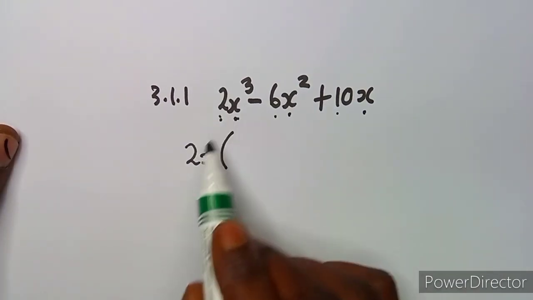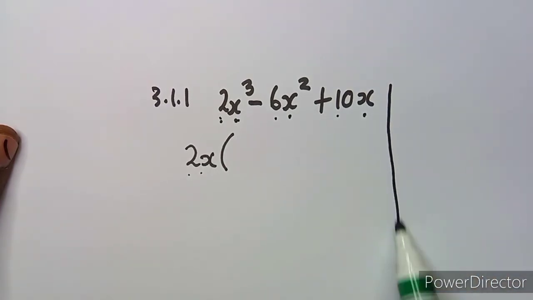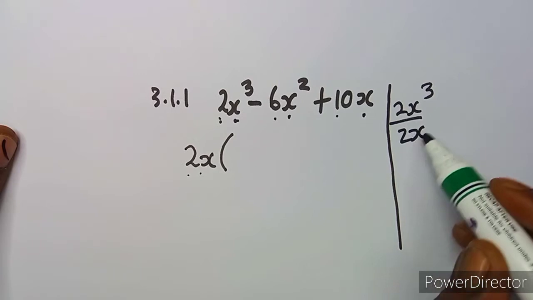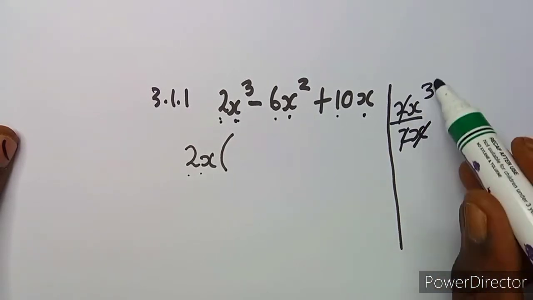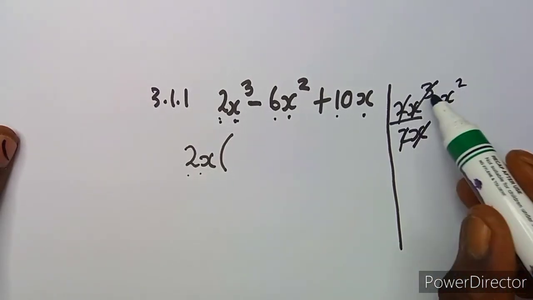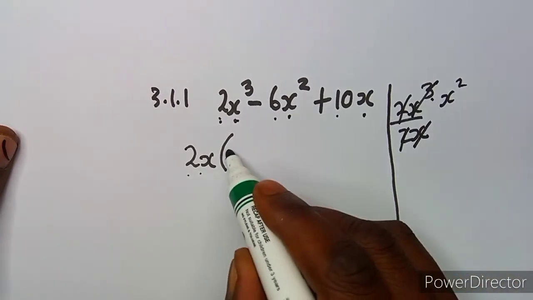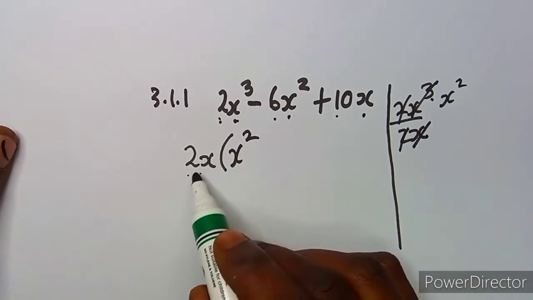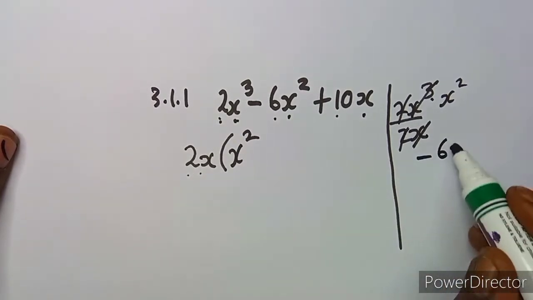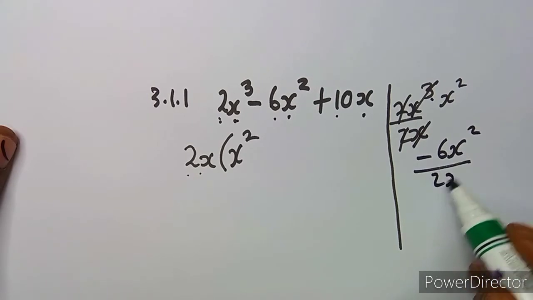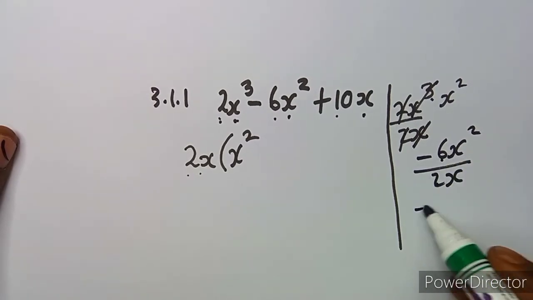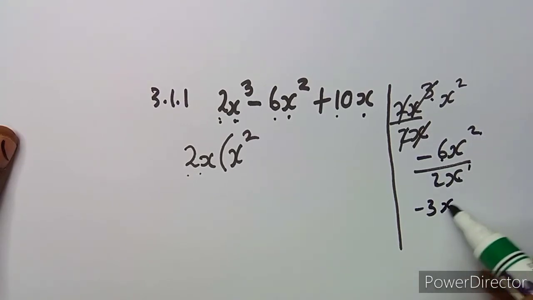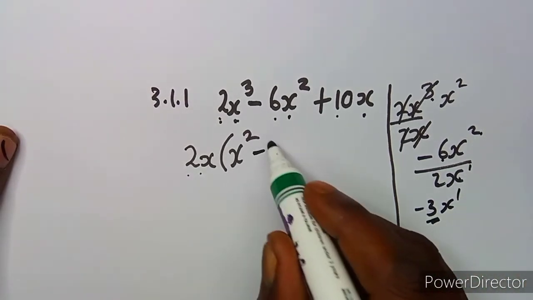So it's 2x to the exponent of 3 divided by 2x. This is how you factor out. You are simply dividing like this. So 2 and 2 cancel. x to the 3 divided by x is x squared, or 3 minus 1, which is 2. So you're going to remain with x squared. Minus 6x squared divided by 2x. So it's 6 divided by 2, which is minus 3. For x, you subtract 2 minus 1, which is x to the exponent of 1, same as minus 3x.